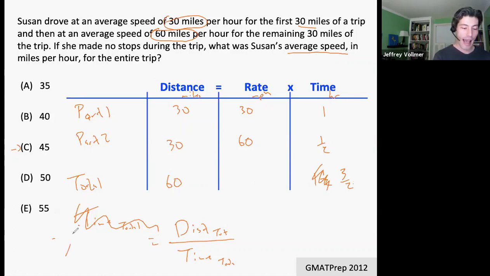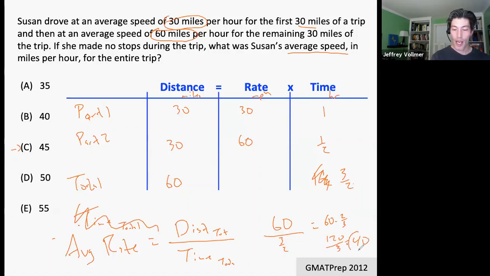That's the average, or the overall rate. So what we've got here is a total distance of 60 and a total time of 3/2. 60 divided by 3/2 is the same as 60 times 2/3, which is 120 over 3, which is 40. And 40 makes sense because 40 is closer to 30 than it is to 60.